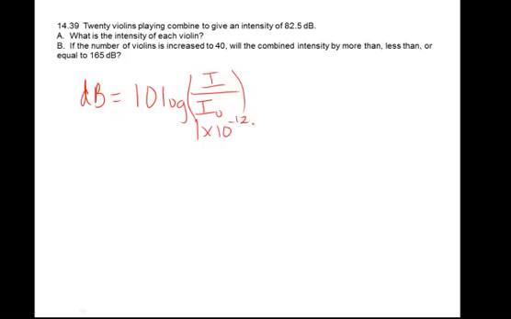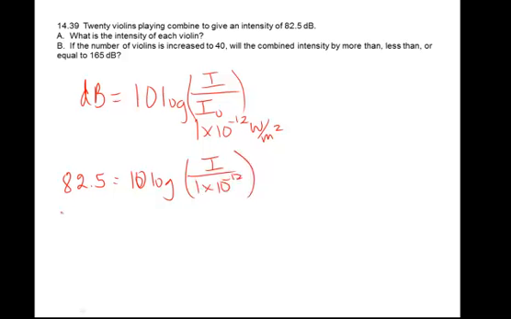Okay, the next one says we have violins, and they're talking about decibels. So in this case, we have an equation that relates decibels to intensity. Okay, I is your intensity. I0 is the intensity, the threshold of hearing, which is 1 times 10 to the minus 12 watts per meter squared. Alright, so I'm going to plug in my decibel reading, 82.5. And I'm going to solve for my intensity.